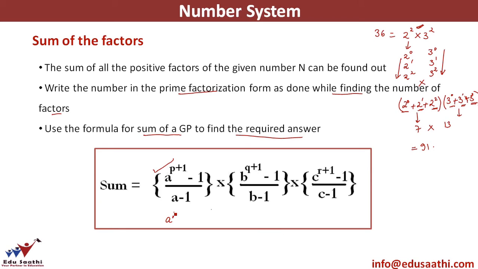A raised to power P plus 1. So what is the form that I've written? I've written the number in the form A, B, C raised to powers P, Q, R. The sum is A raised to power P plus 1 minus 1 over A minus 1, into B raised to power Q plus 1 minus 1 over B minus 1, into C raised to power R plus 1 minus 1 over C minus 1.